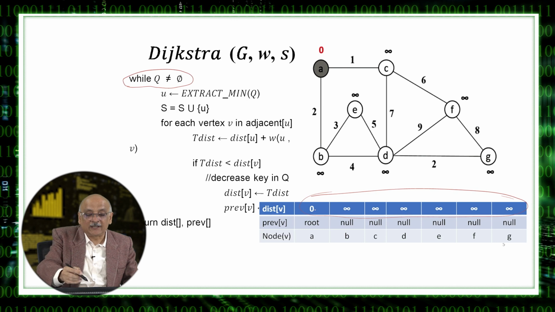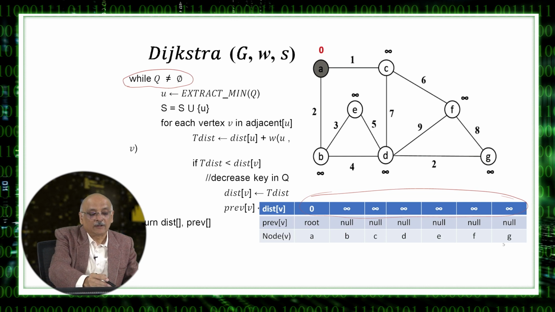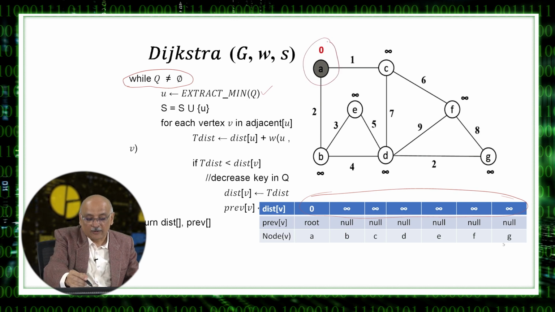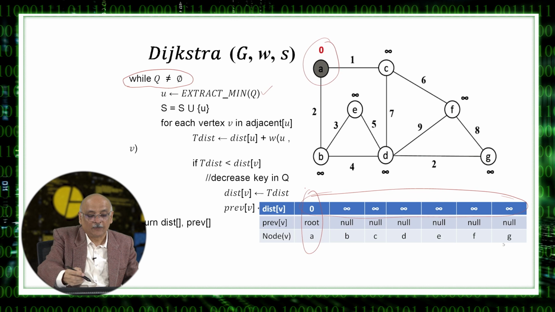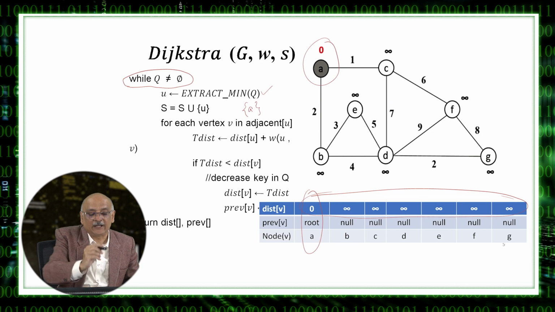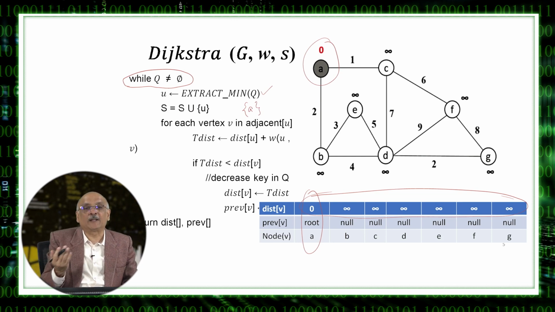So which one will be picked up in the first iteration? Obviously in the first iteration, root will be picked up. So extract min of the priority queue Q. You have picked up this particular node. So S is made S union U. What will happen? In this particular case, S will now contain A, because S was initially an empty, null set.